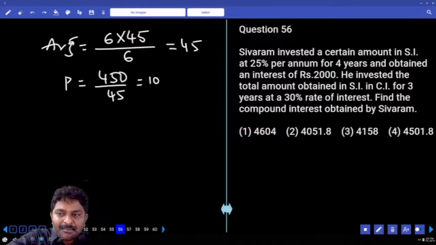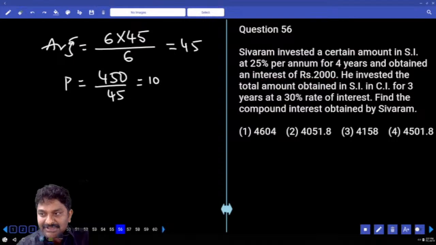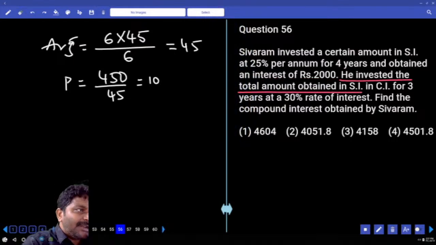Sivaram invested a certain amount in simple interest at 25% per annum for 4 years and obtained an interest of 2000. Simple interest only. 25% per annum for 4 years. How much interest do we get? So 100% is interest, which is 2000. That means principal is also 2000. How much amount do we get from that? 4000. He invested the total amount obtained in simple interest. How much we got from simple interest?